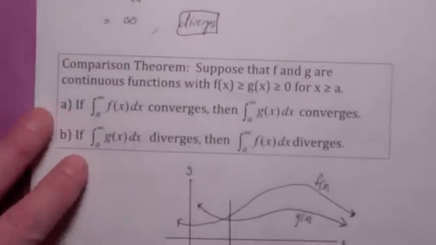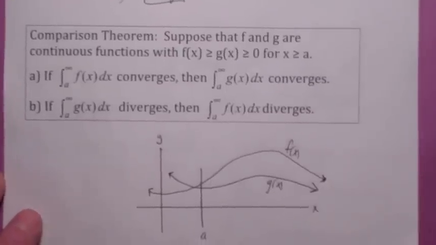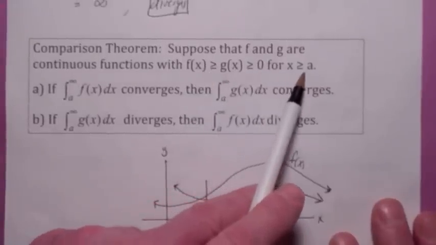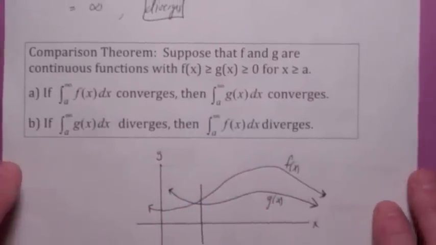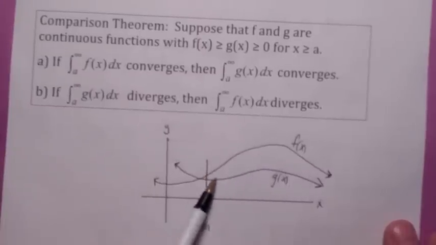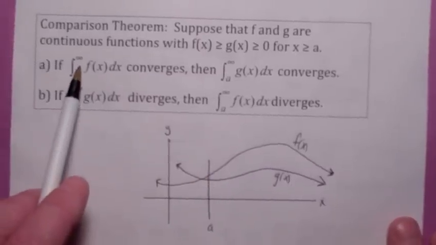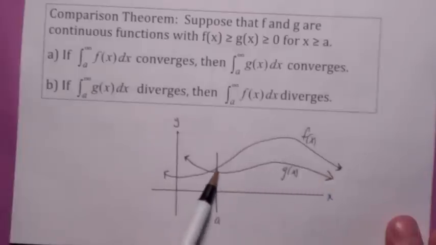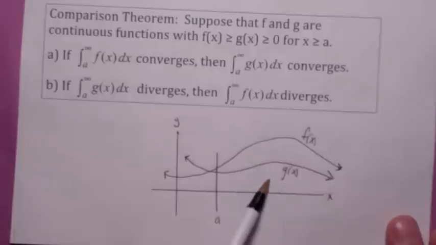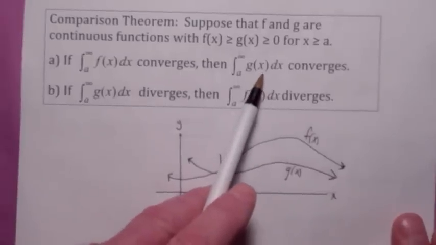Anyway, so here's what the comparison theorem says. It says, let's suppose two functions are greater than or equal to 0 as long as x is greater than a. It looks kind of like this. If the top function is f of x, and if the improper integral from a to infinity of f of x converges, since g of x is below f of x, there's less area under g of x than f of x. So if the area under f of x is finite, the area under g of x has to be finite.